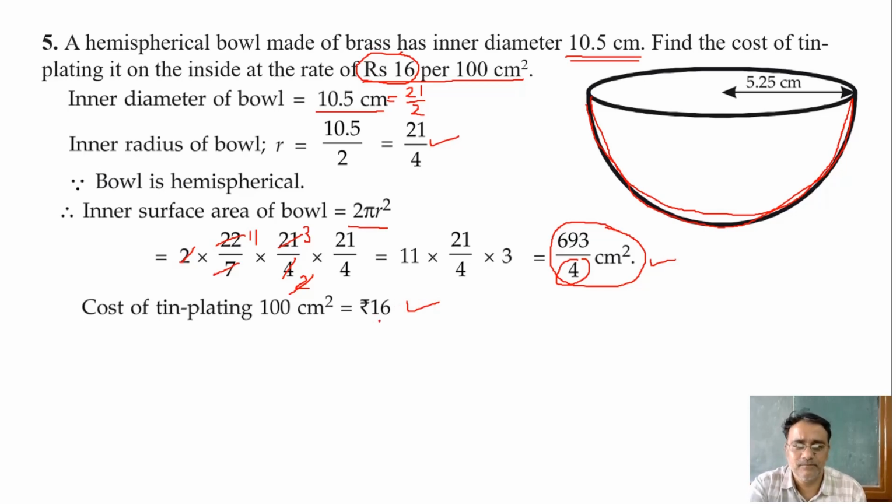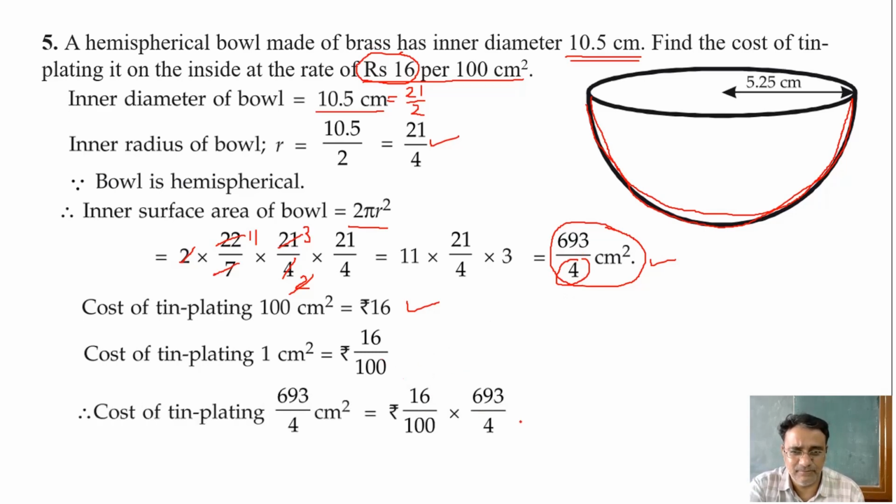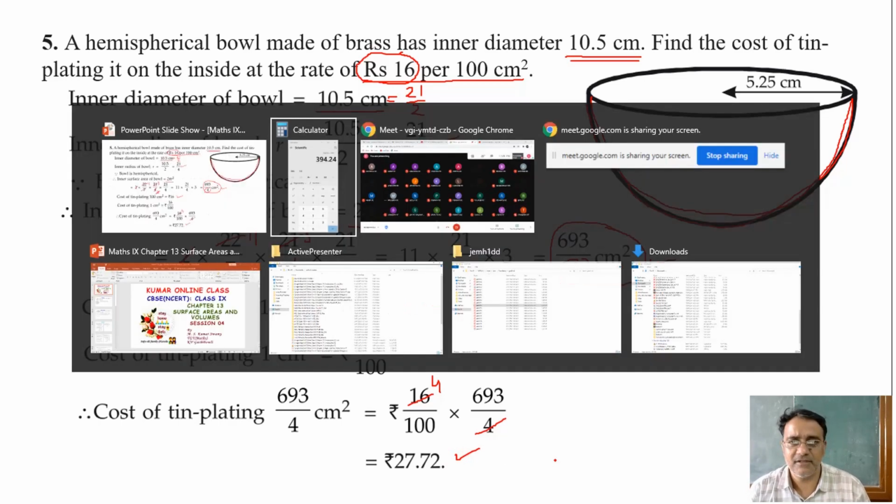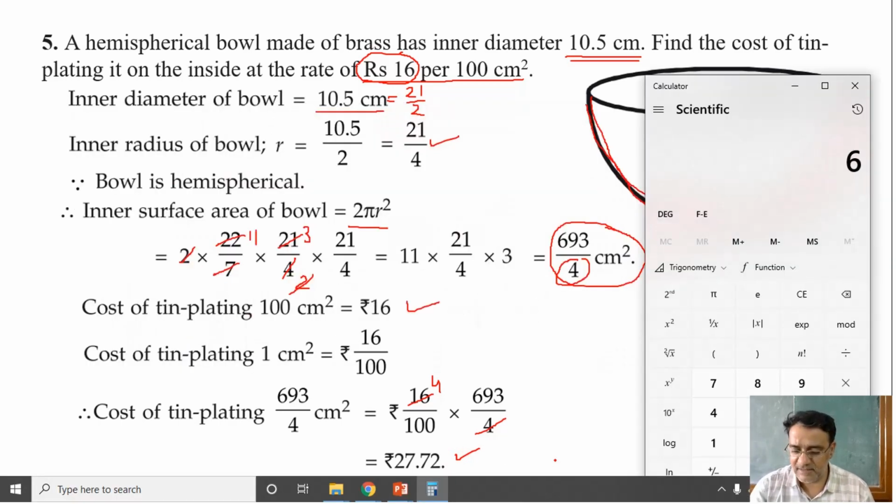Sixteen upon 100. Okay, and cost of 693 upon 4 centimeter square will be this into this. Now see, this we can cancel. Now 693 into 4 divided by 100, you will get 27.72 rupees. We will check once. Right, correct.